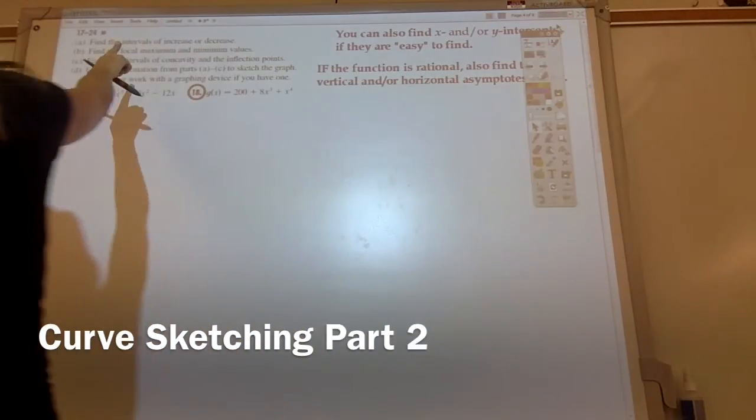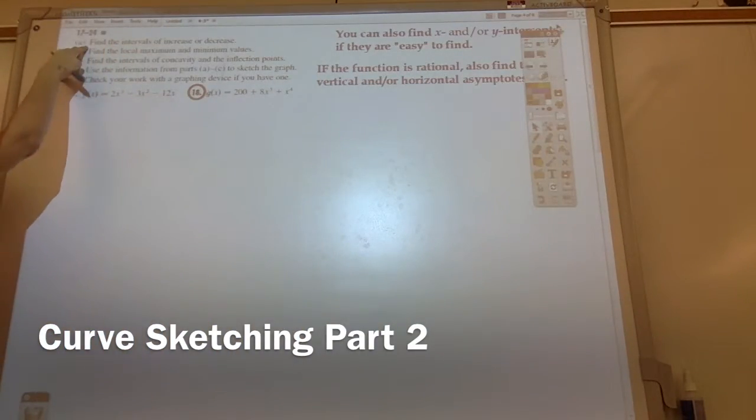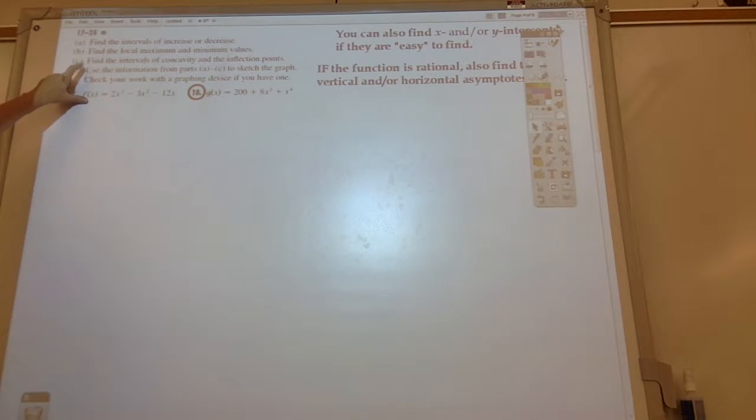Okay, so find the intervals of increase or decrease. This is out of your book. These are the directions out of your book. Find the local max and mins. Find the intervals of concavity and with that the inflection points, and then sketch the graph.